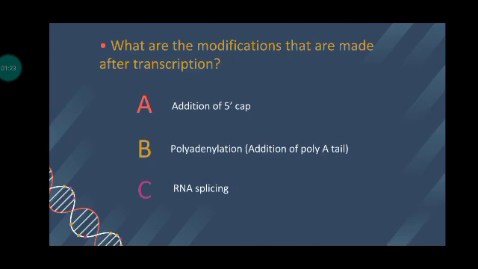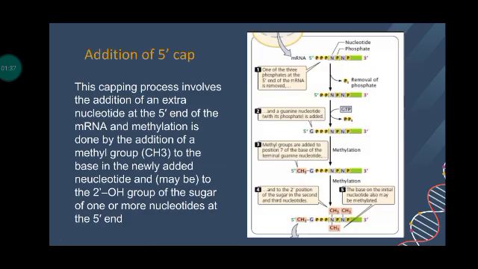So what are the modifications that are made after transcription in mRNA? First one is addition of the 5' cap. Second one is polyadenylation, that is addition of a poly A tail at the 3' end. And third one is RNA splicing. First we'll see what the addition of the 5' cap is.